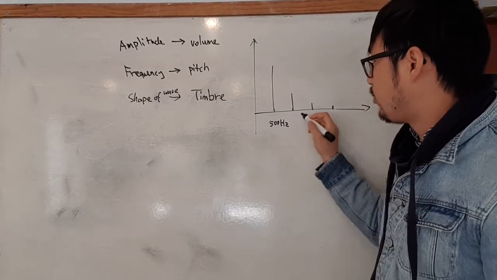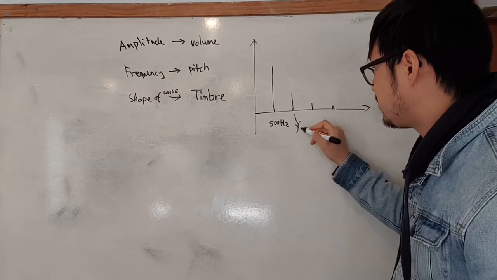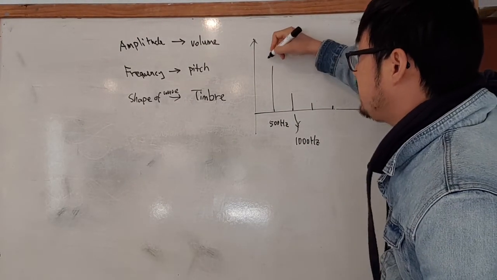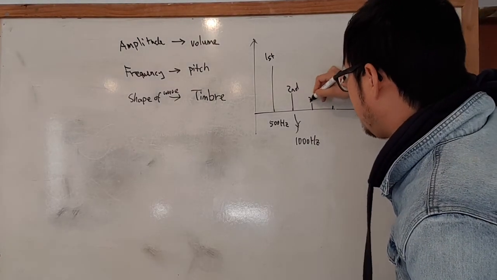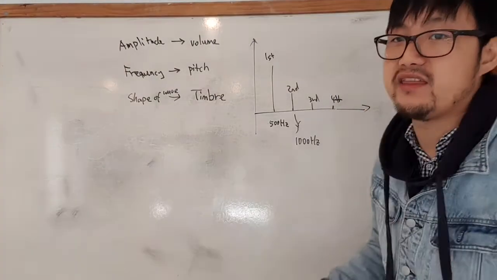Then they ask you, what would this frequency be? The answer is that the frequency is going to be 1,000 hertz, because the one it picked up is the first harmonic, and then the second harmonic, third harmonic, fourth harmonic can all exist together.